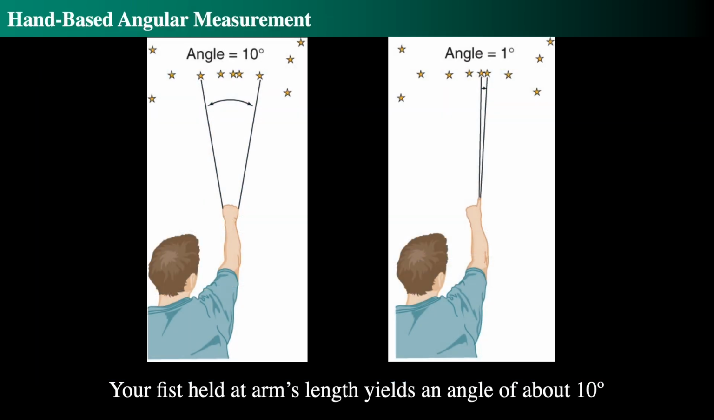Next, we can define angular measurement using a very simple tool, our hand. If you take your hand at arm's length and make a fist, close one eye and hold it up on a dark night where you can see many stars, and put one star on the right-hand side of your fist and one star on the left-hand side of your fist, those stars will be roughly 10 degrees apart.